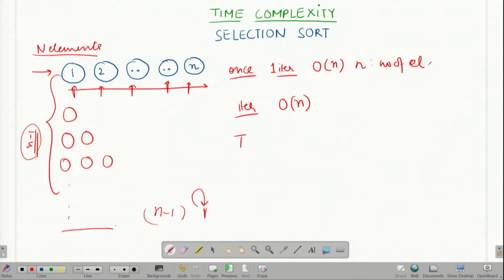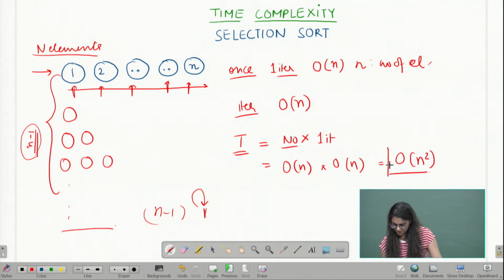The total time complexity, we can get by multiplying the number of iterations by the time taken to complete one iteration, which is equal to O(n) times O(n), which gives me O(n²). The overall time complexity of selection sort is hence O(n²).